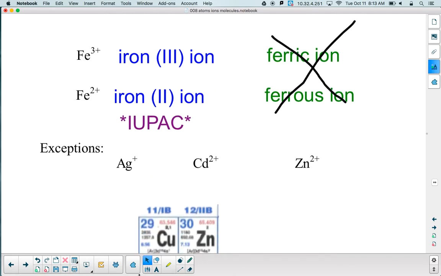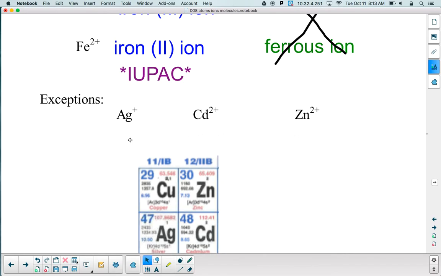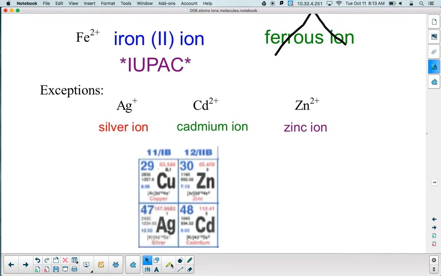There are 3 exceptions to the rule about the transition metals having a Roman numeral in their name, and they are silver, cadmium, and zinc. Unlike the other transition metals, these 3 ions only take on one charge, so they don't need a Roman numeral in their name in order to indicate the charge. Ultimately, you're going to have to just learn that silver is always +1, cadmium is always +2, and zinc is always +2. Now, there is a way to look on your periodic table and figure this out.